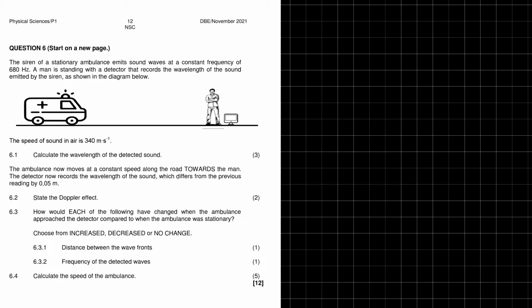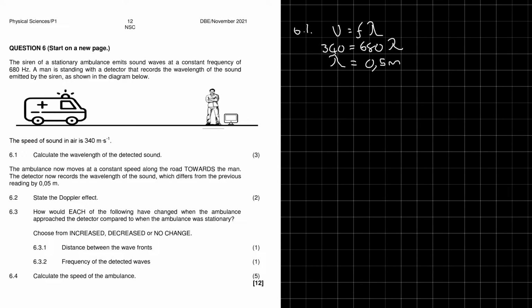So what we can do is use the equation v is equal to frequency times wavelength, with v being the speed of sound. So 340 is equal to the frequency they give us, 680, times the wavelength. Then we divide by 680 on both sides, and we get a wavelength of 0.5 meters.